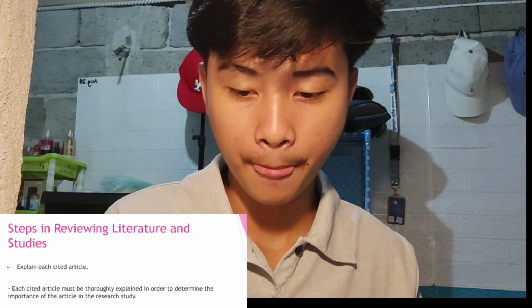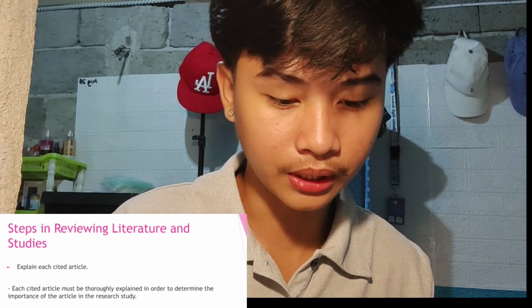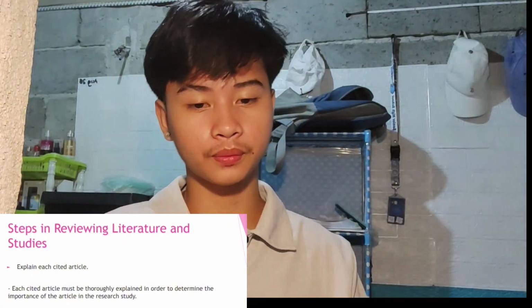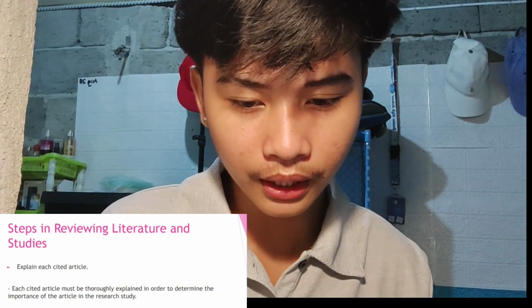And also another step. Other steps in reviewing literature: explain each cited article. Each cited article must be truly explained in order to determine the importance of the article in the research study.